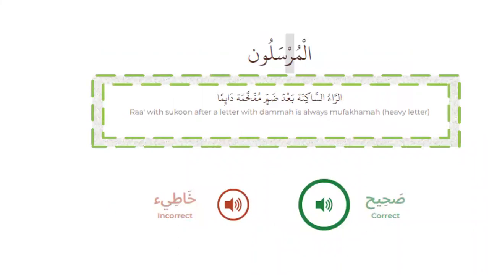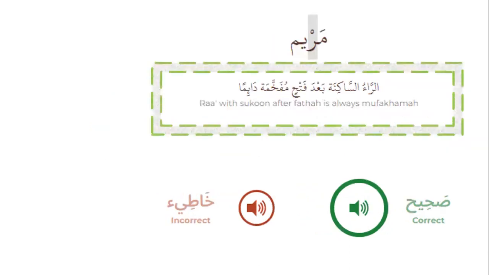Ra with sukun after a letter with dhamma is always mufakhama, heavy letter. Example, al-mursalun, it's mur, not mir. Repeat, al-mursalun. Ra with sukun after fatha is always mufakhama. Example, maryam, it's mar, not mer. Maryam.